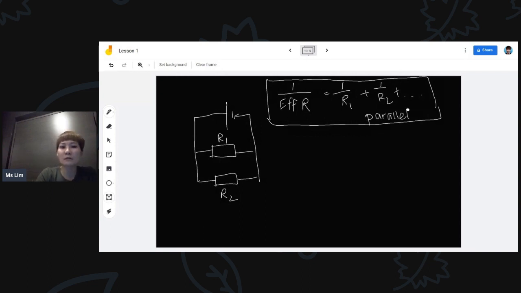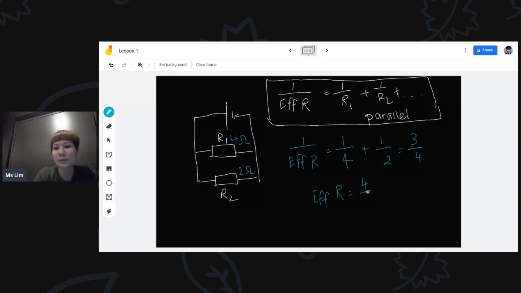So let's take a look at an example. So if this is 4 ohm and let's say this is 2 ohm, right? Now how do we find the effective resistance? We simply take 1 over R1, which is 1 over 4, plus 1 over R2, which is 1 over 2. This will give me 3 over 4. Okay, but this is not the answer because we have to invert the formula. So effective resistance is therefore 4 over 3, but we do not leave it in fraction. Leave it to 3SF, we get 1.67 ohm.